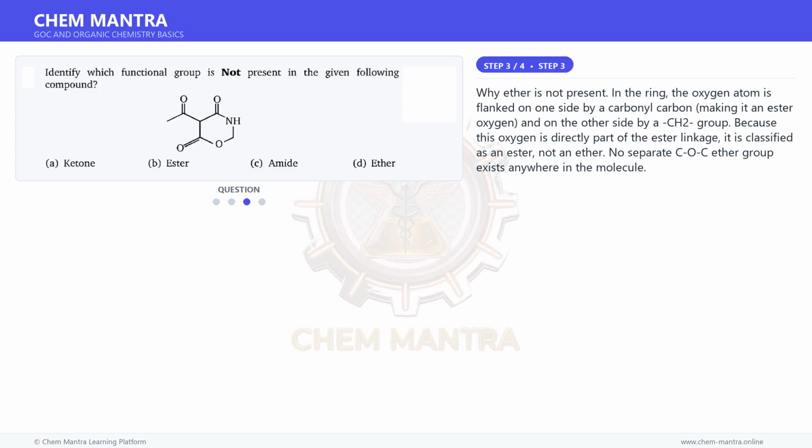Why ether is not present? In the ring, the oxygen atom is flanked on one side by a carbonyl carbon, making it an ester oxygen, and on the other side by a CH2 group. Because this oxygen is directly part of the ester linkage, it is classified as an ester, not an ether. No separate C-O-C ether group exists anywhere in the molecule.